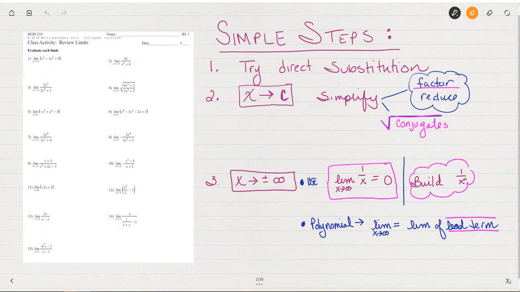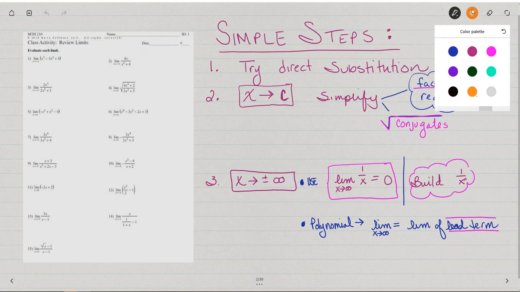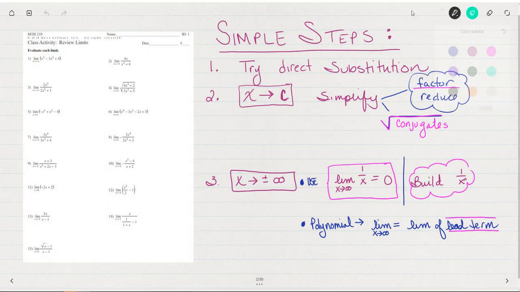My hope is that as you review this, you start to see, oh, is that all there is to it? It really is pretty simplified when you look at this simple set of steps. So I hope you'll jot these steps down and apply these with each limit that you're attempting to evaluate.